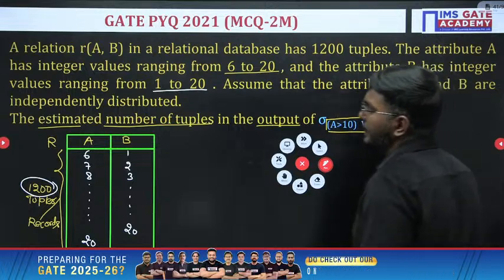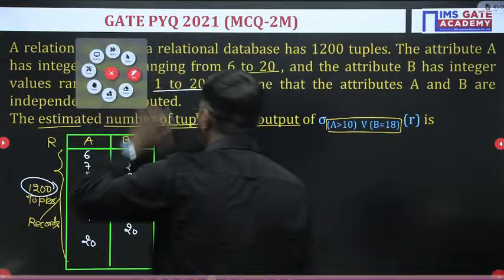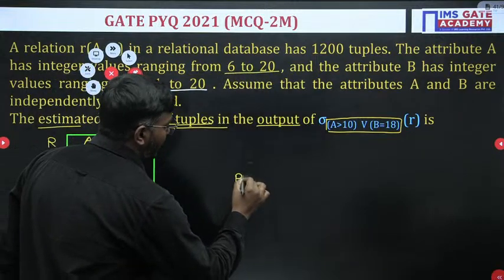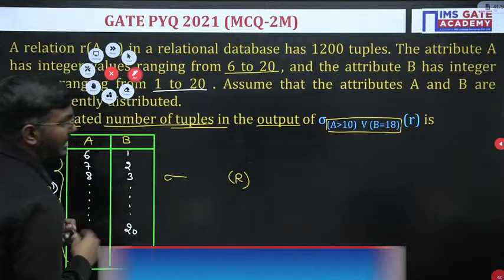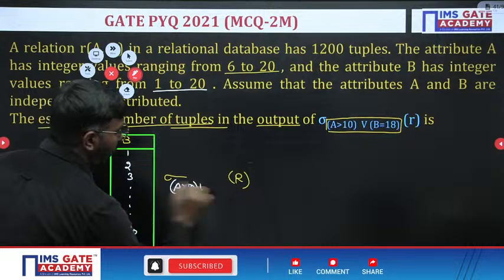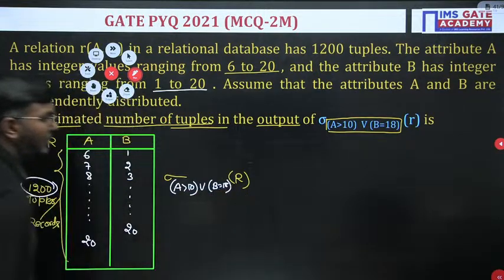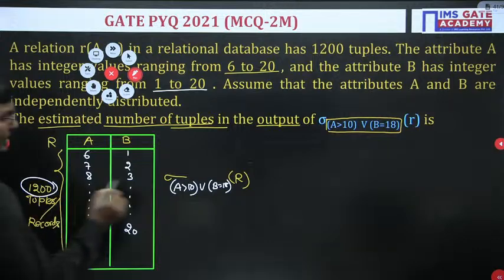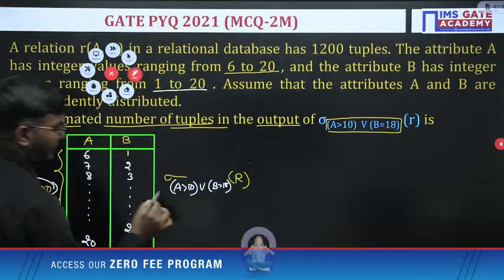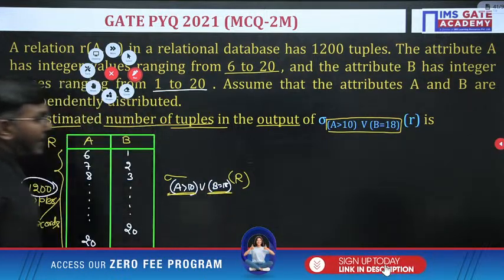Fine. Now see the estimated number of tuples in the output of this. Now see the RA expression given on R. We are selecting the tuples with A greater than 10 or B equal to 18. Now see, because the condition is OR, we will select the record if the A value is greater than 10 or the B value is equal to 18.